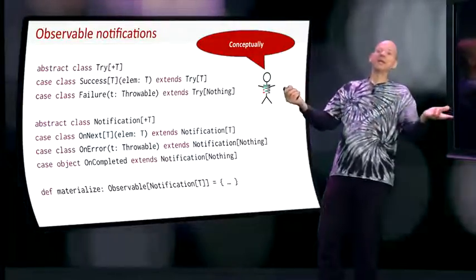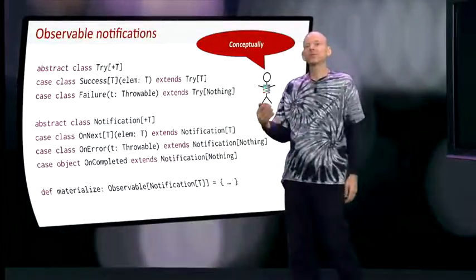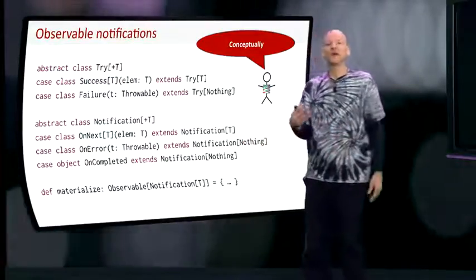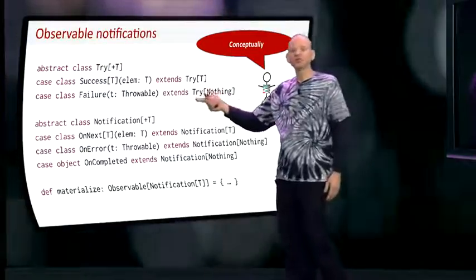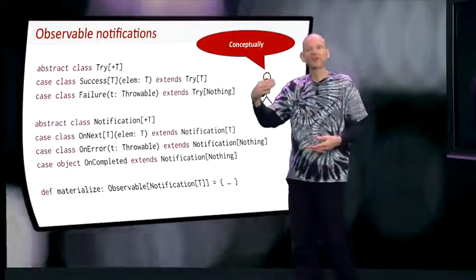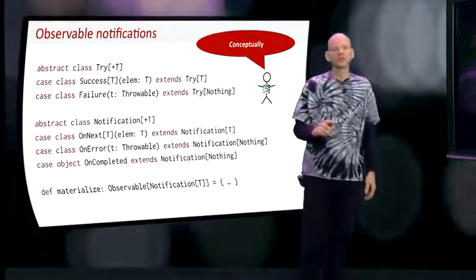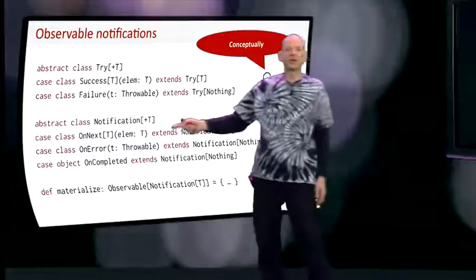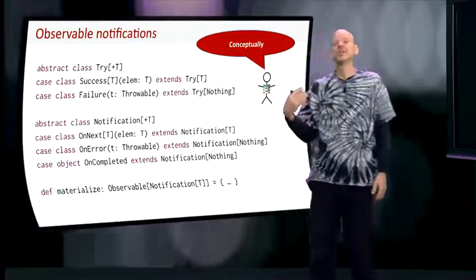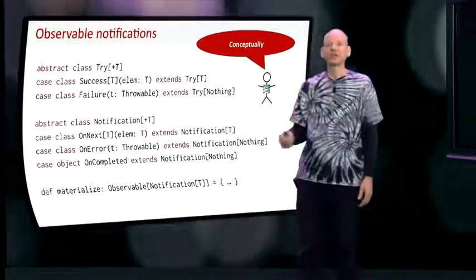But of course, maybe in Rx, you want to do the same as Try of T. You want to materialize the notifications. So instead of passing three callbacks, you might want to get an observable, just like you want to get a future of Try. You want to get an observable of something that represents onNext, onError, and onCompleted. And for that, we have the idea of a notification. So a notification is either onNext, onError, or onCompleted. So that's a data structure that represents the signal that's sent on an observable.